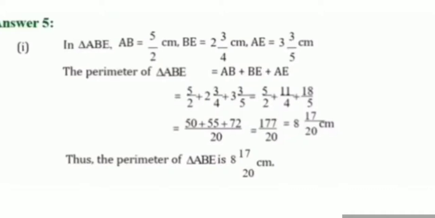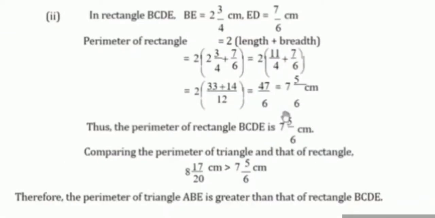Now we will convert into mixed fraction. So it will come 8 whole 17 upon 20 centimeter. So the perimeter of a triangle is 8 whole 17 upon 20 centimeter. Now the perimeter of the rectangle. So here the length and breadth both are given. It is 7 upon 6 centimeter and 2 whole 3 upon 4 centimeter. Okay. So put the values. 2 in bracket 2 whole 3 upon 4 plus 7 upon 6. Then next line, 2 in bracket, what will come? 11 upon 4 plus 7 upon 6.